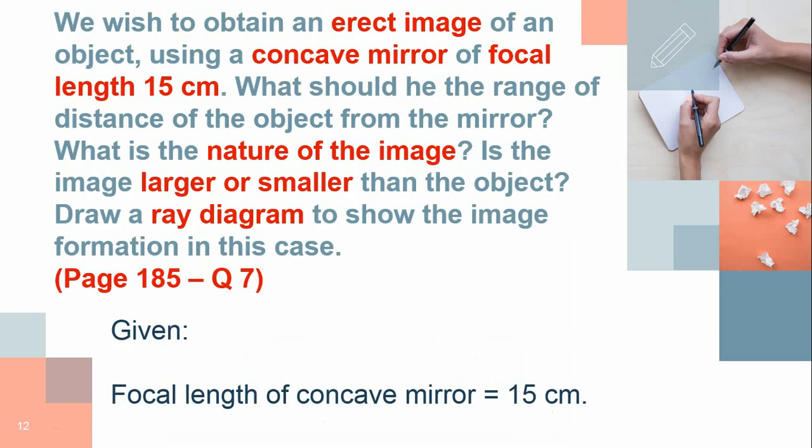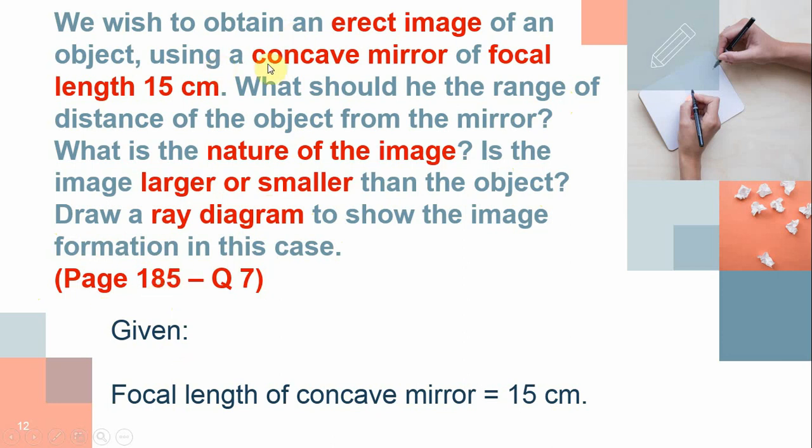Next question: we wish to obtain an erect image of an object using a concave mirror of focal length 15 cm. What should be the range of distance of the object from the mirror? What is the nature of the image? Is the image larger or smaller than the object? Draw a ray diagram to show the image formation in this case. You can see these questions on page 185.